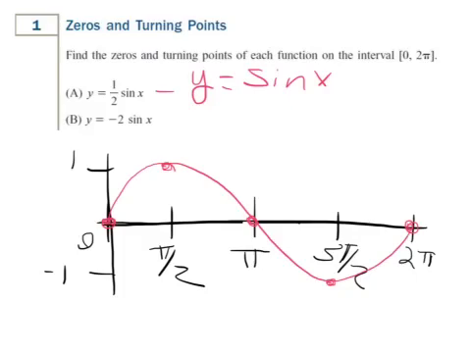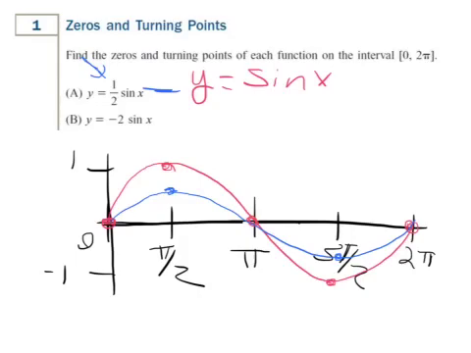Alright, so let's actually do A in blue. Since it's 1/2, the 1/2 tells you to take your graph down by half. So instead of being at 1, it's going to be at a half. Instead of negative 1, it's going to be at negative a half. So y equals 1/2 sine x looks like this.